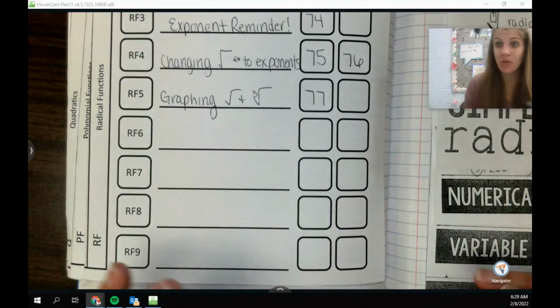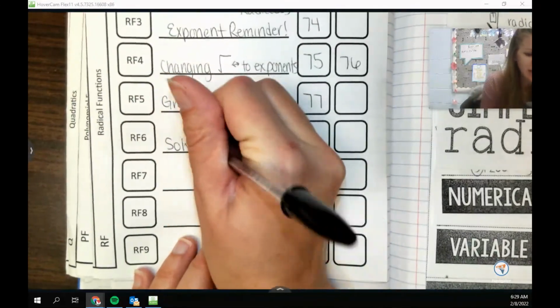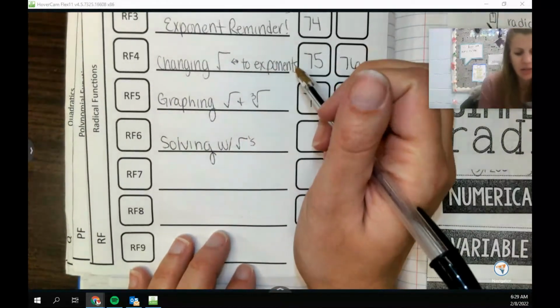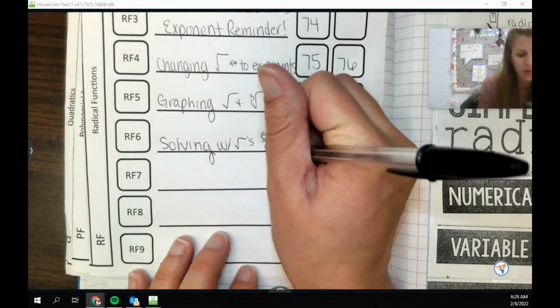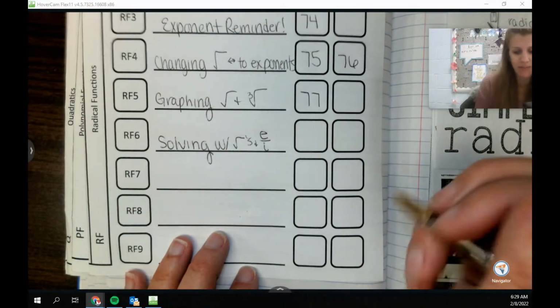So last thing we talked about was graphing. Today we're going to talk about solving. So solving with roots and also solving with fractional exponents, like our exponent over index sort of situation. We got to talk about how to do that.